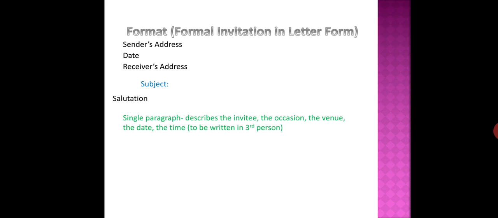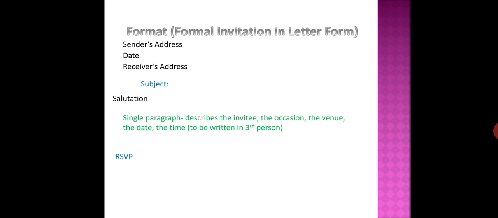Now, the major differences between formal letter and formal invitation are: firstly, in case of formal invitation, the content is to be written in a single paragraph. In case of formal letters, we follow 3 paragraphs, but in case of formal invitation, a single paragraph is used. And in case of formal invitation, third person is to be used throughout the content. First person and second person pronouns are avoided.